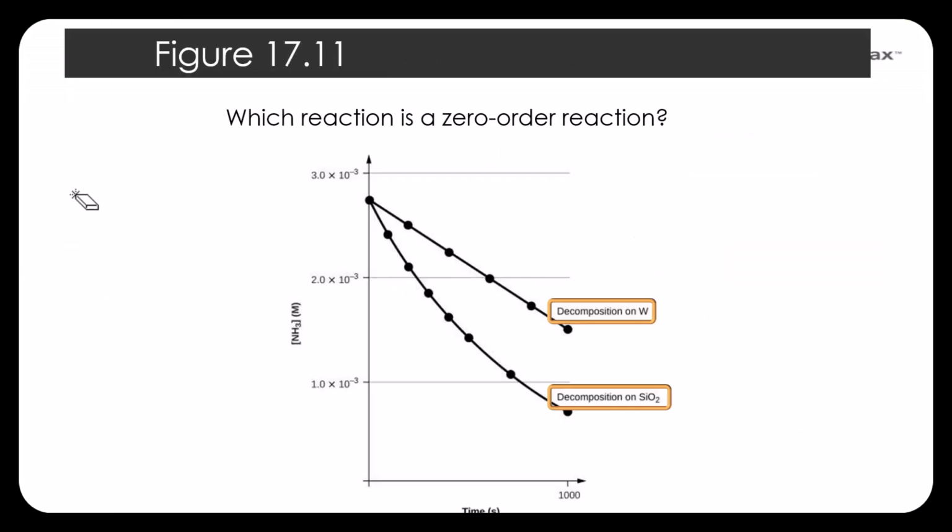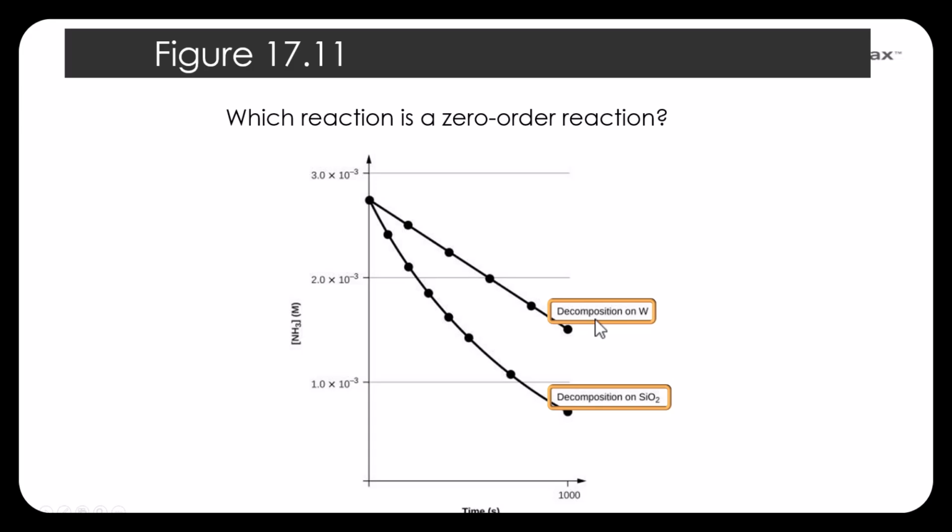We can look at graphs for this. Again, let's say we did experiments. We wanted to decide if it was zero order. In this case, they were like, I'm going to do 2 different molecules and find out which one is zero order. So we've got time on the bottom. We've got concentration of a reactant on the left. And we see in this case that the decomposition of tungsten would be zero order because that fits.